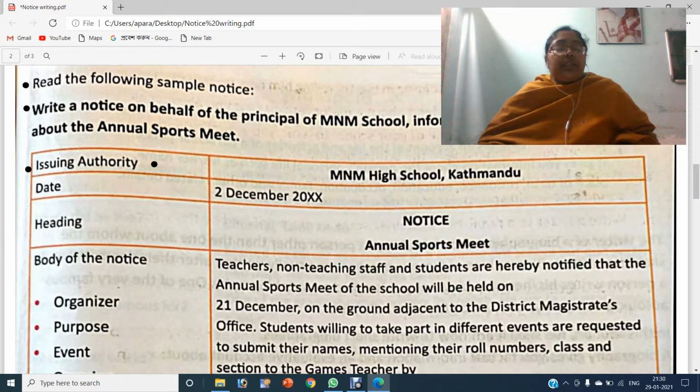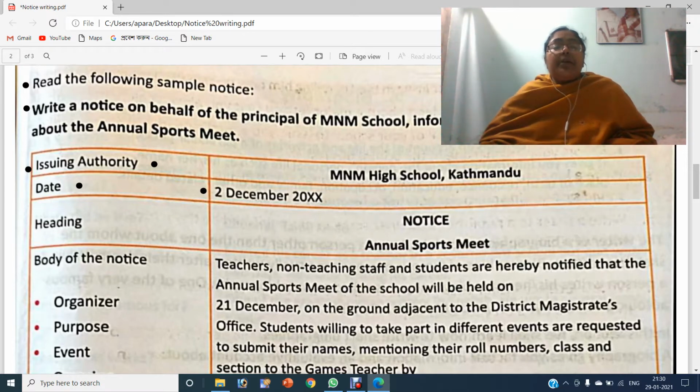Now, next, on the left hand side, the date. Just see here, I have marked it for you. Left hand side, the date. What is the date given here? Just see here: 2nd December 20. Then there is a gap. So whenever you write down the notice, you are going to write down the date of that day. So this is what it is about the date.